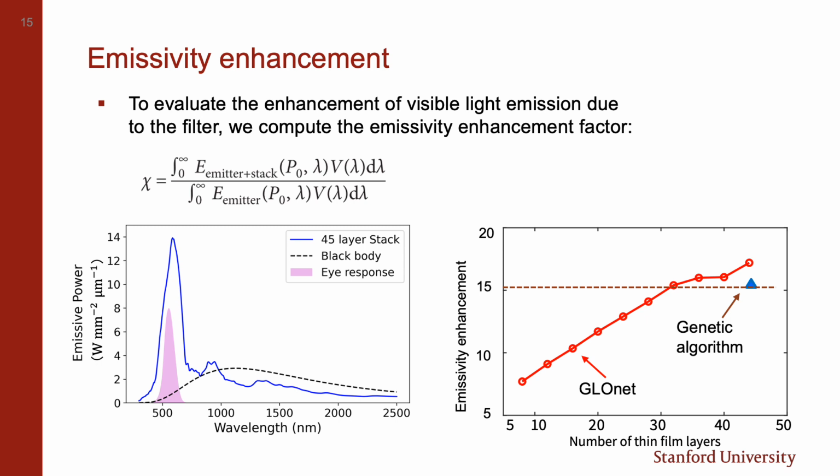The emissivity enhancement as a function of the number of thin film layers is shown on the right figure. We can see that a 30-layer thin film stack optimized by GlowNet has the equivalent emissivity enhancement as a 45-layer thin film stack obtained by the genetic algorithm. This result demonstrates the ability of GlowNet at finding optimal devices.